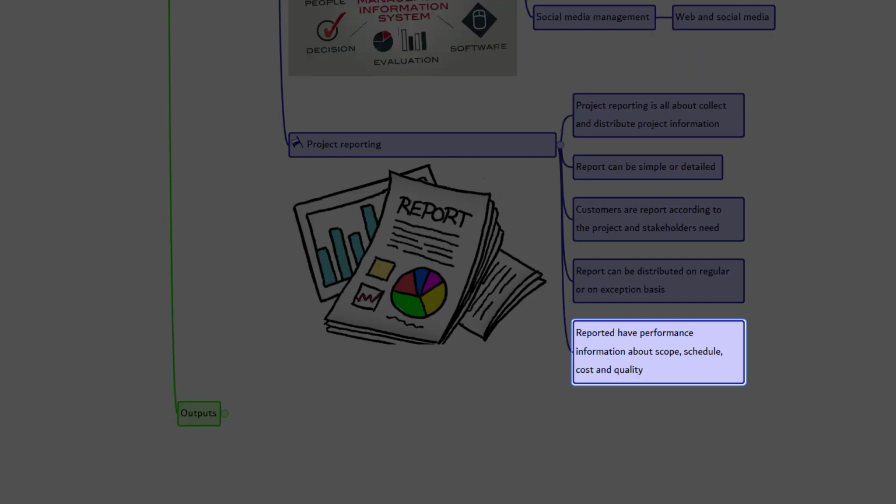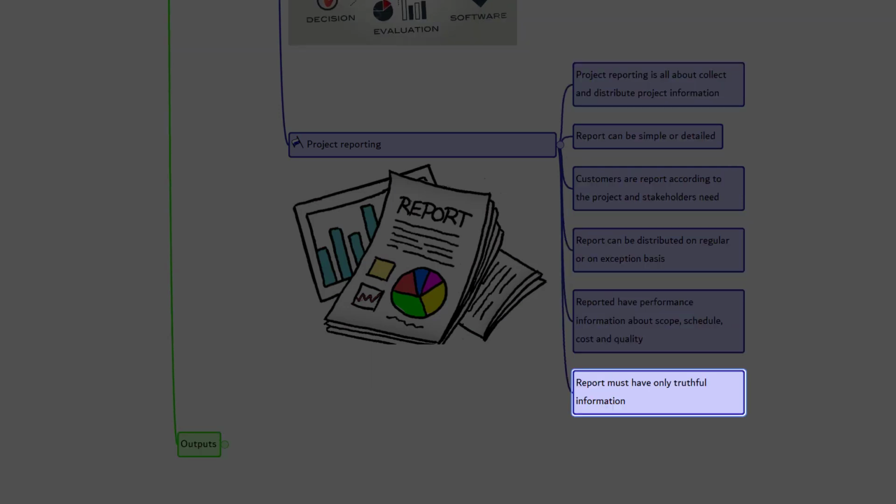Reports can have performance information about scope, schedule, cost, and quality. As an ethical behavior, it's expected that the report must have only the truthful information, not to hide anything, even if the project is not going as per the plan. False information can further create problems for the project. You can expect questions in the sample examination related to this ethical behavior.